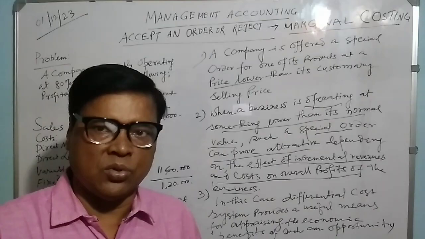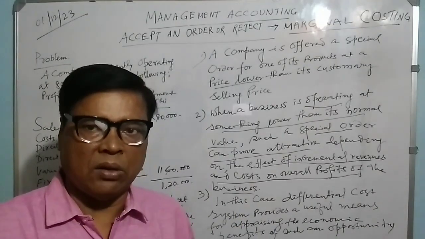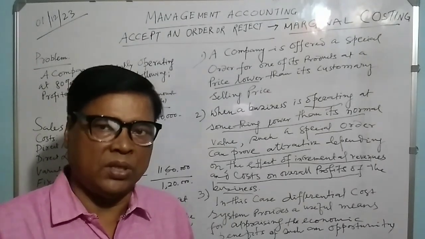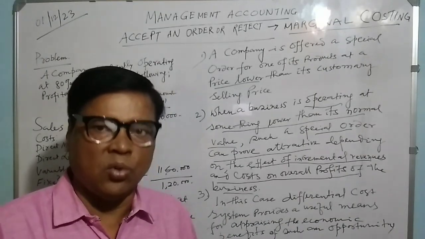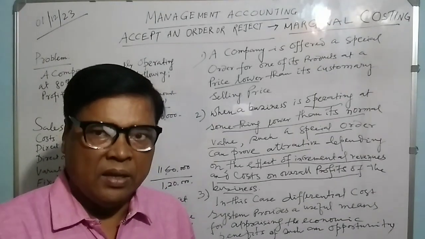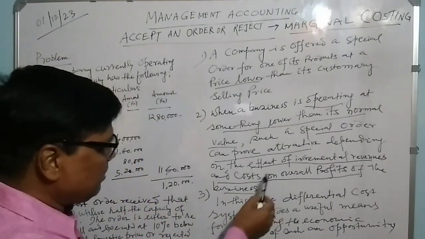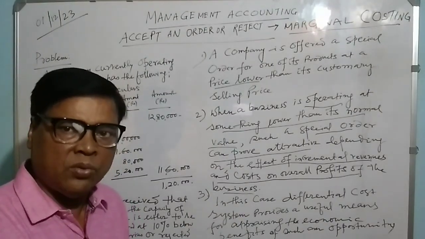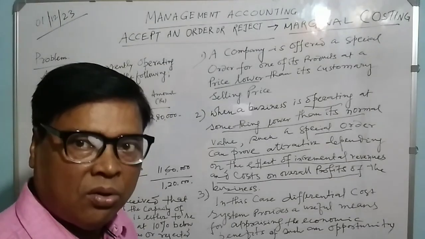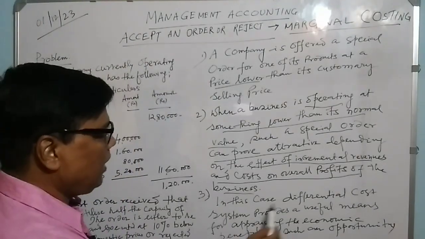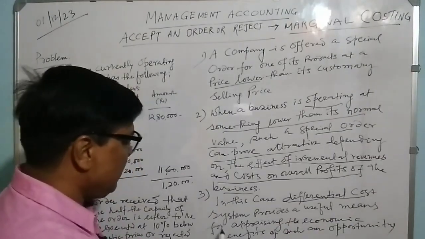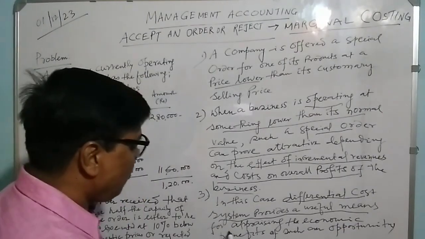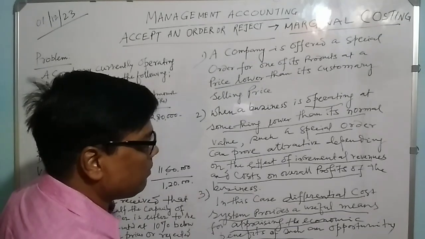Suppose you have 3 routes before you, at any corner or junction point. You can go A route, B route or C route. So before selecting a route, you have to do a lot of exercise. That means you have to look at your incremental revenue and costs. Ultimately, whether net revenue and net profit are increasing or not, that is the main thing to know. In this case, what will happen? The differential cost system provides a useful means for appraising the economic benefits of such an opportunity.